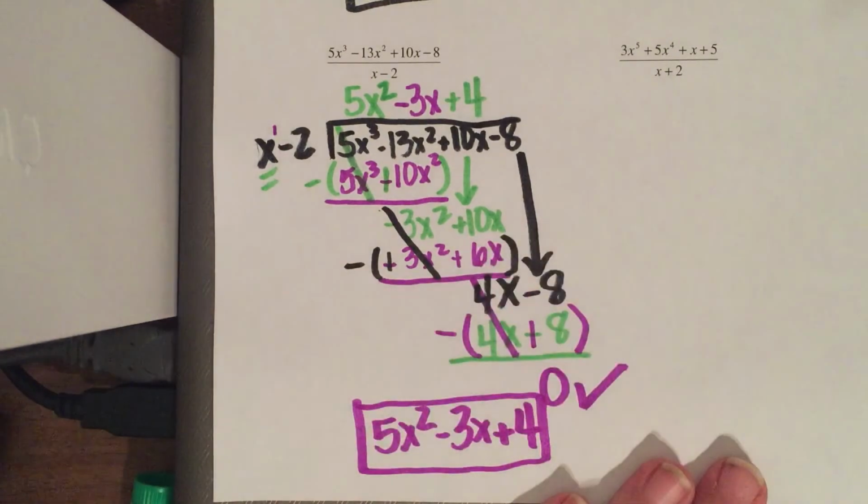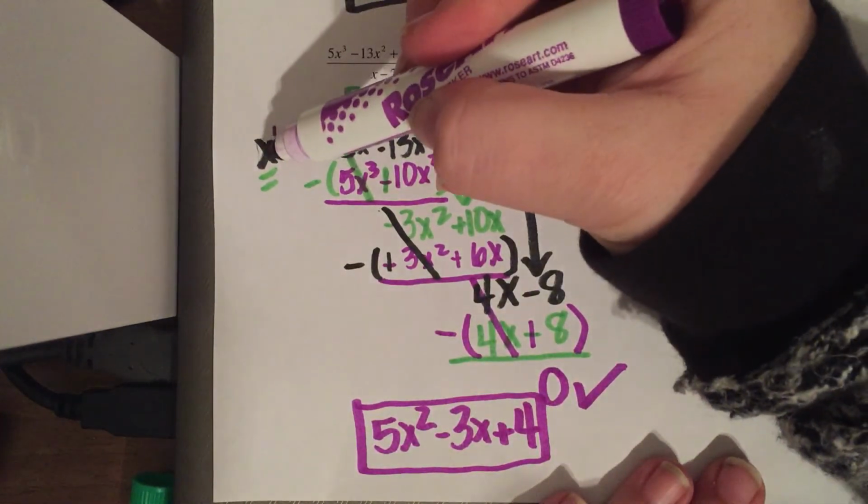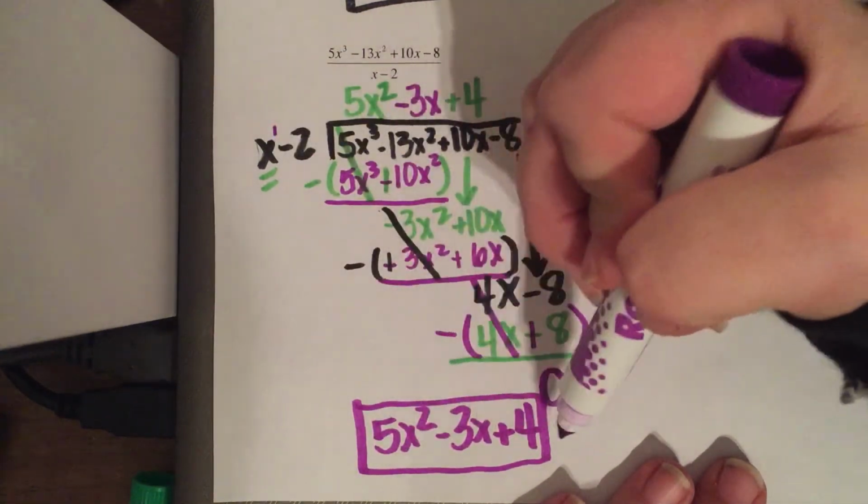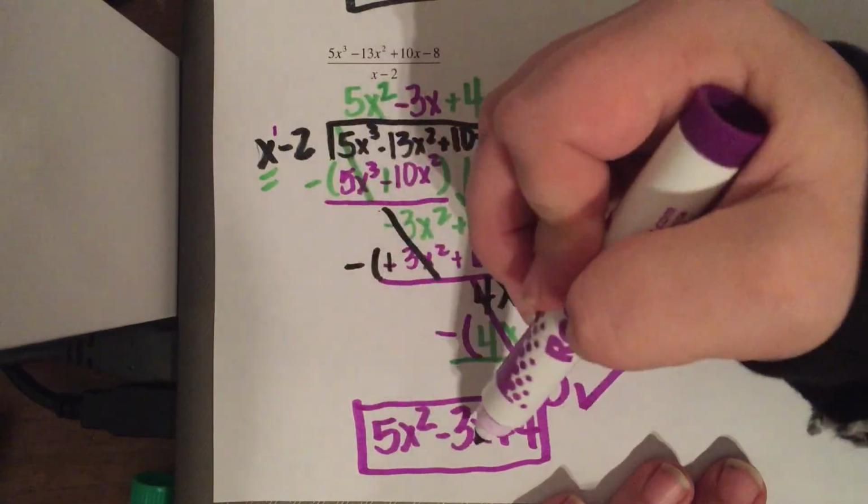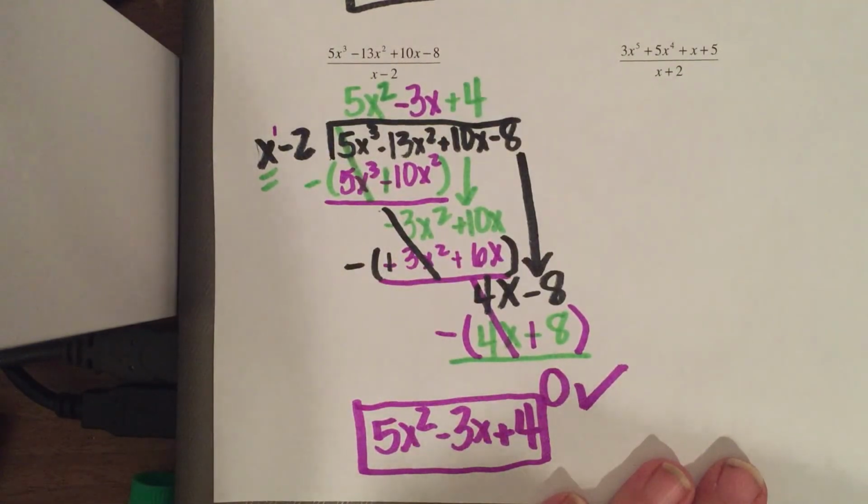So this time, some of y'all I know like to say x times all of these terms and then negative 2 times all of these terms. You could do that. That's essentially the same thing as the box method, no problem.